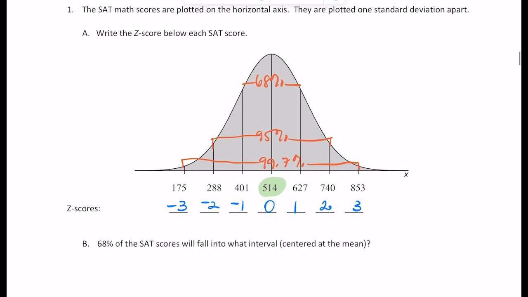So question B says 68% of the scores will fall into what interval centered at the mean? And if we look here at our graph, 68% will fall between 401 and 627. So that means that of the people who took that SAT math test in the year 2000, approximately 68% of the scores fell between a score of 401 and a score of 627.